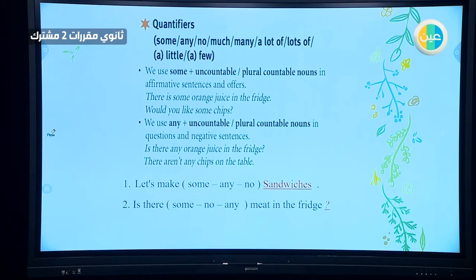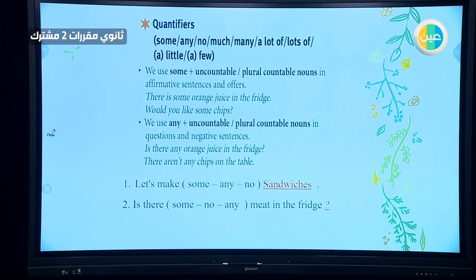Now here they say use some with uncountable nouns, nouns that you cannot count. I'm going to show you now how. And you have plural countable. Plural countable means, for example, in your book, here you have some chips, bananas, apples, sandwiches. These I can count, and they are plural. You have S here. Uncountable, for example, rice, flour, milk, juice, you cannot count.